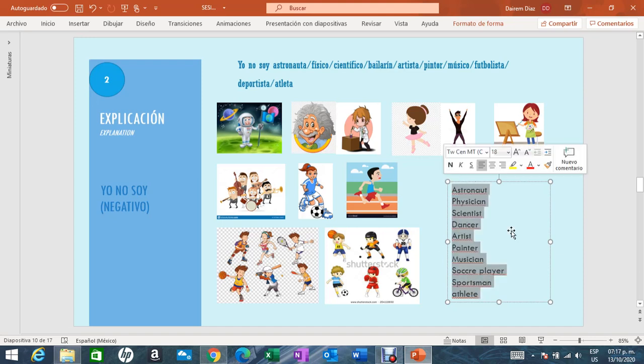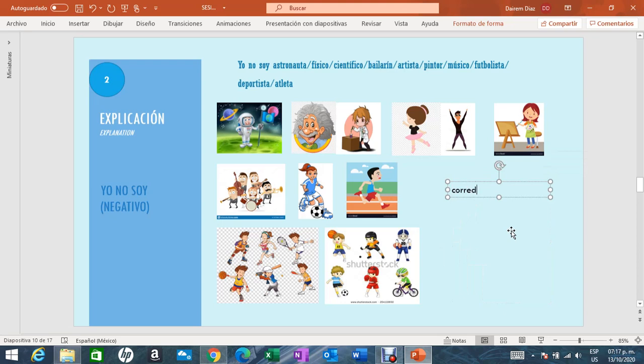Now let's check some vocabulary. When we say corredor, corredor, runner. The guy here is a runner.